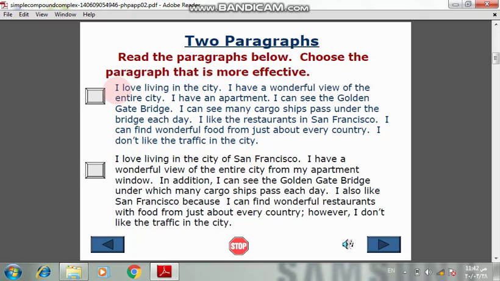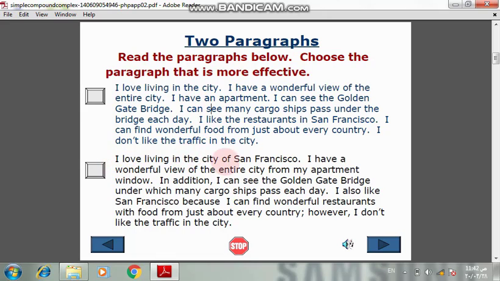As you see and notice, this is a sentence and that's another sentence. I have a wonderful view of the entire city. I have an apartment. I can see... I like, I have, I can find. So these are independent sentences. All of them are simple sentences. They are not joined by any transition, any conjunction. They look like a kind of robotic way of telling a story. Or you'll find a little bit of difference.